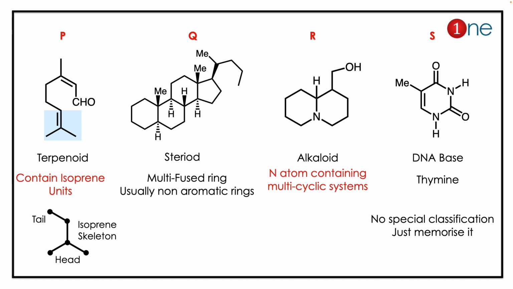And R is an alkaloid because it is a nitrogen containing multicyclic compound. Then S is the DNA base thymine, which everybody knows. For a DNA base, there's no special classification, just memorize it.